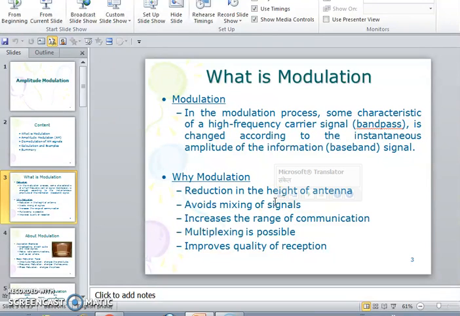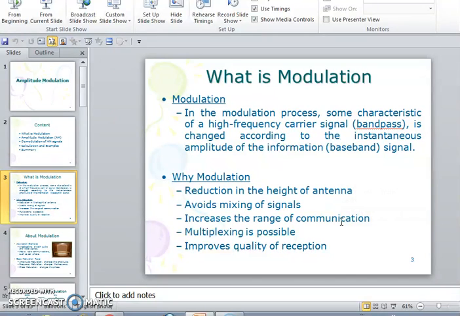Next, avoiding the mixing of signals. If baseband signals are transmitted without using modulation by more than one transmitter, then all signals will be in the same frequency range, that is 0 to 20 kHz. Then all signals get mixed together and the receiver cannot separate them from each other. Hence, if each baseband signal is used to modulate a different carrier, then they will occupy different slots in the frequency domain, that is, different channels. Thus we say modulation avoids mixing of signals. It also increases the range of communication, as we are taking the help of a high frequency carrier signal.